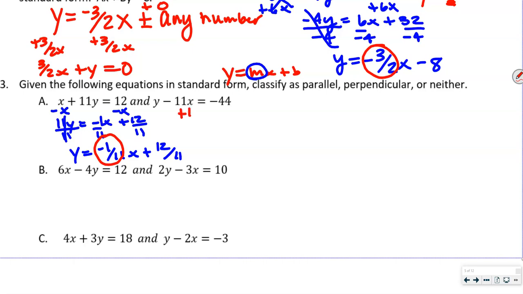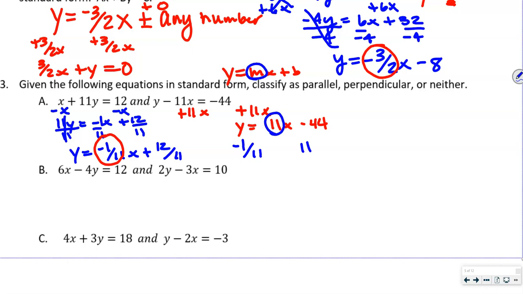This time we're going to add 11x to both sides. So this one is going to be y is equal to 11x minus 44. So once again, we're comparing our slopes, right? So there's the slope of the other one. So we got a slope of negative 1/11, and we got a slope of 11.